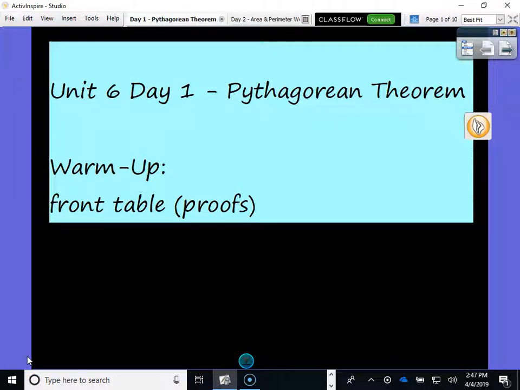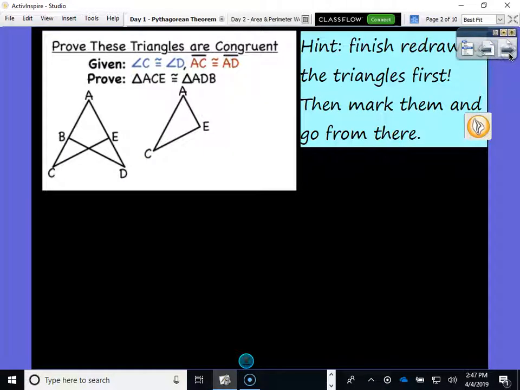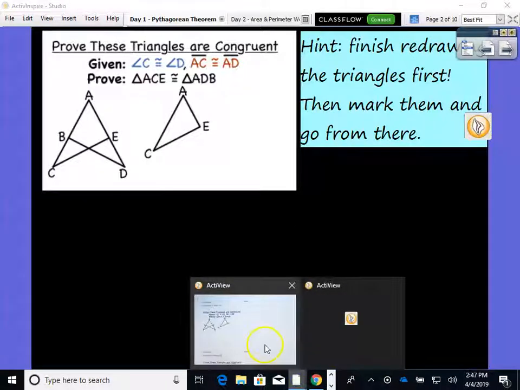Hey guys, today we are going to be doing Unit 6, Day 1, the Pythagorean Theorem. Before we start that, we're going to do our warm-up for the day, which is going to be a proof. So let me go back to my document camera.